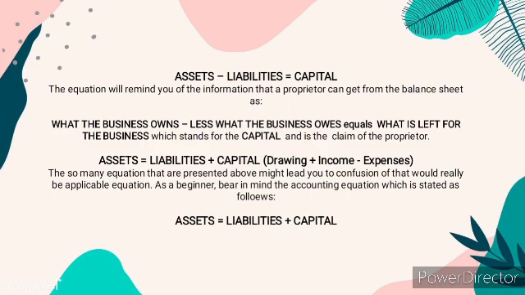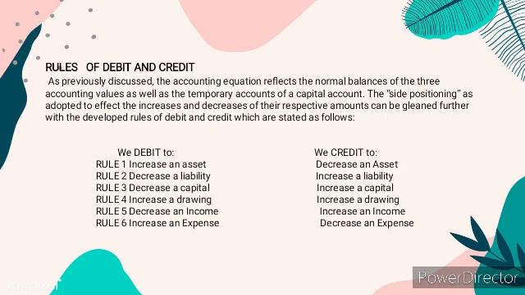The next is the rules of debit and credit. Rules of debit and credit: as previously discussed, the accounting equation reflects the normal balances of the three accounting values as well as the temporary accounts of a capital account. The side positioning adapted to affect the increases and decreases of their respective amounts can be gleaned further with the development rules of debit and credit, which are stated as follows. So, we debit to and we credit to.